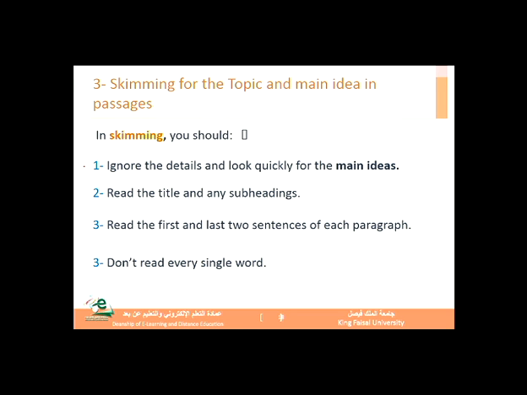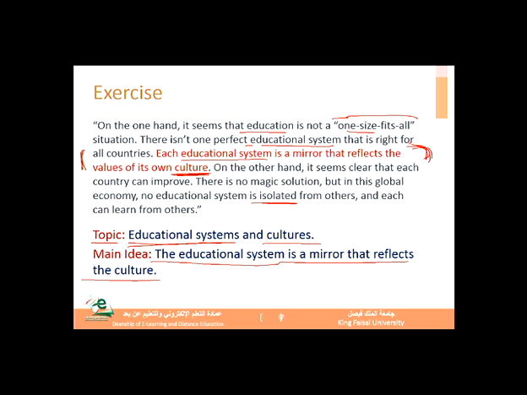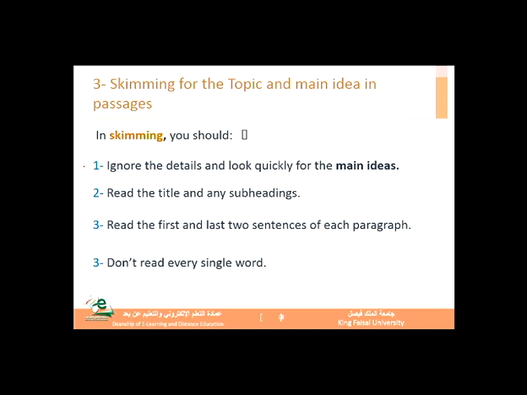Now, the third strategy, which is really, really important, is skimming. Skimming for the topic and the main idea. Sometimes, when you have a paragraph like this one, followed by 10 paragraphs like this one, it's really hard to tell the main idea of this paragraph and the whole reading selection. But the good news is that you don't have to read every single word. It's enough to skim, to practice skimming. And this is important. You need to practice skimming from now so that it becomes easier for you with time.